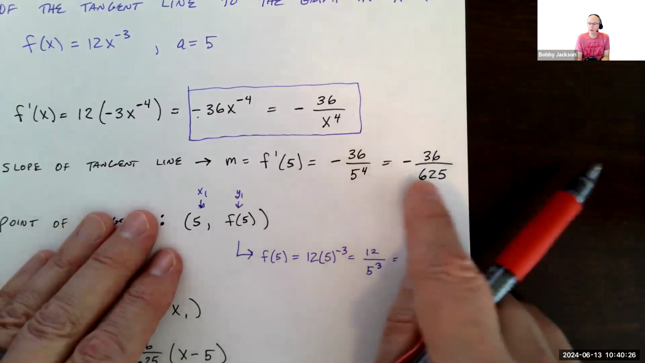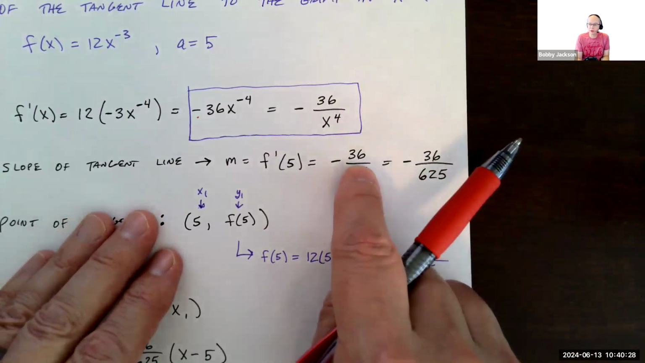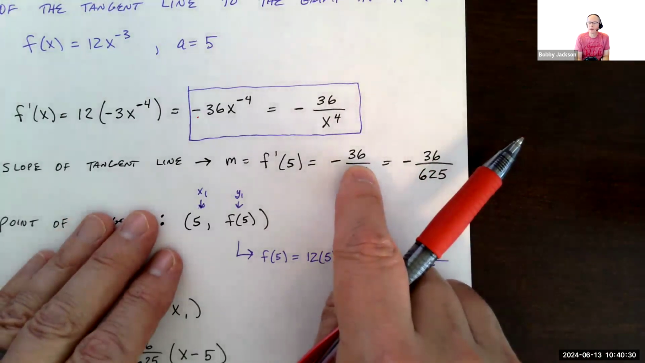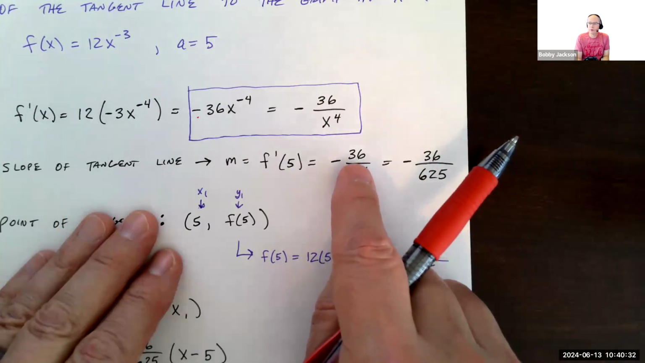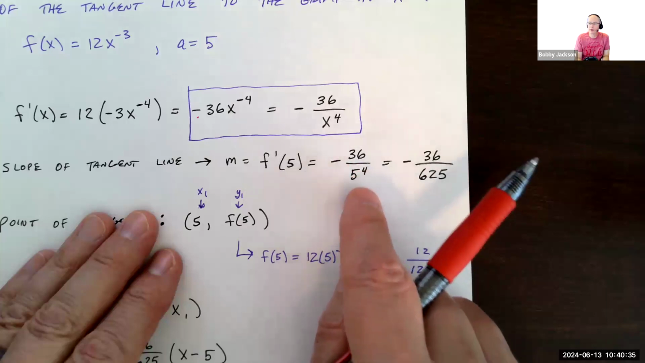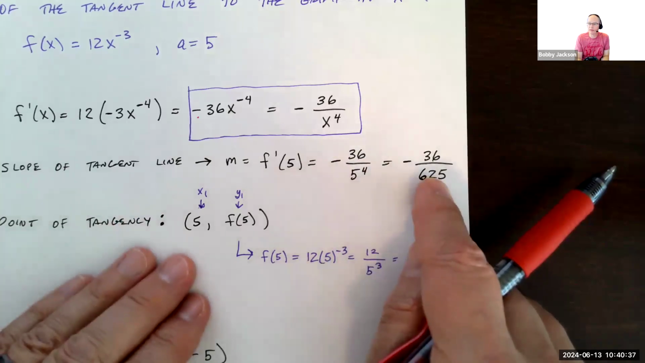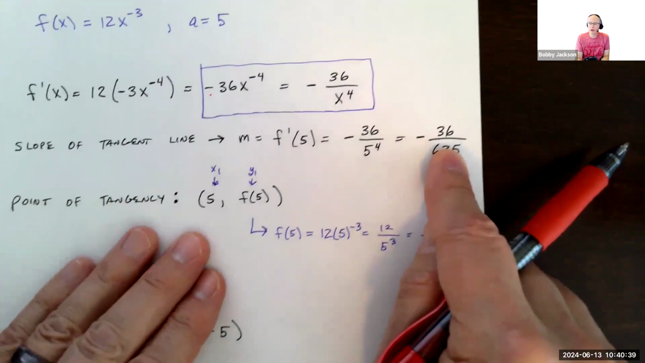This fraction cannot be reduced any further, since notice 36 is 6 squared, or 2 squared times 3 squared. So there's no common factors with 5. Okay, so there's your slope.